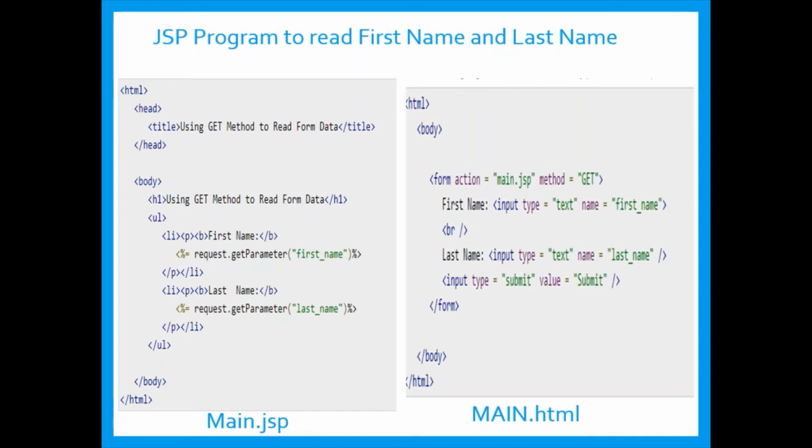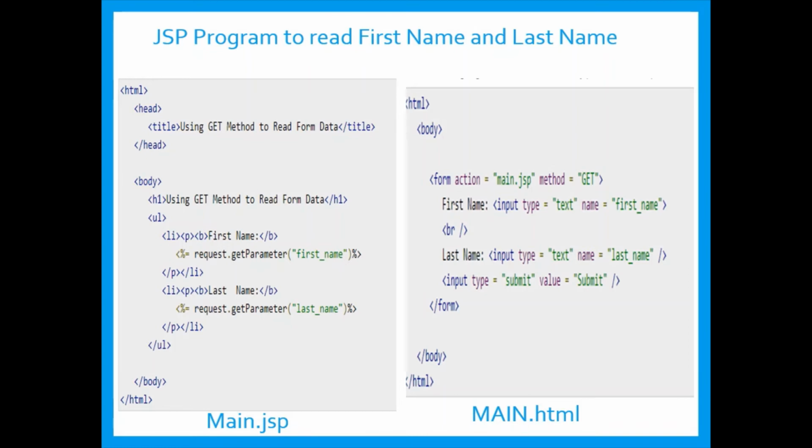Then method is given as get, and one label is given as first name, followed by an input tag with type equal to text, which means we are creating a text field prefixed with the label first name, and the name of the text field is given as first name, and we are breaking the line. Then last name is another label, and we create a text field with the help of an input tag specifying type equal to text, and the name of the text field is given as last name. Another input type has been used to create the button, and the value assigned to the button is called submit.